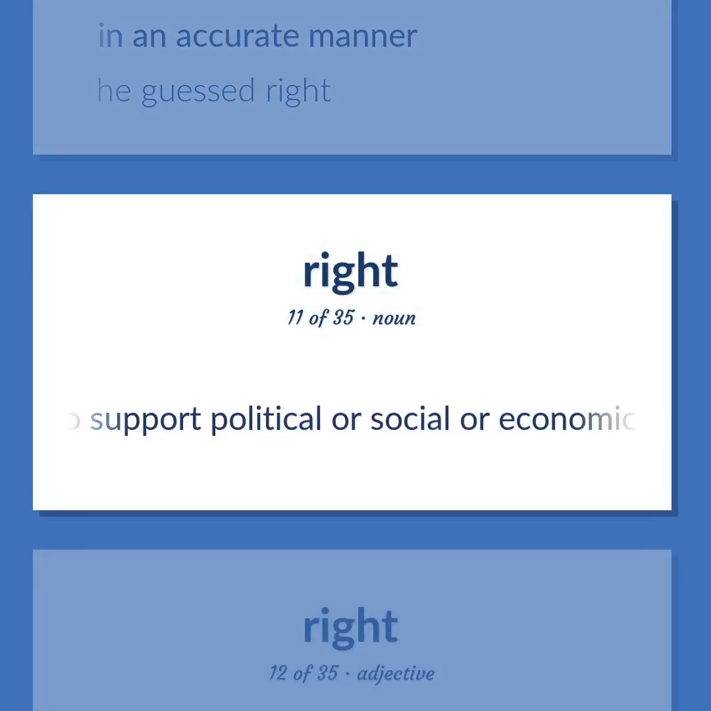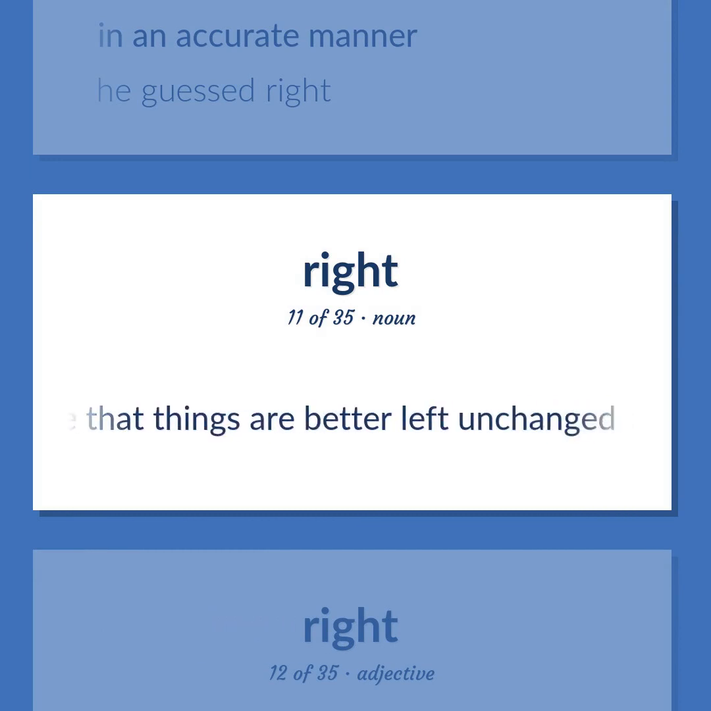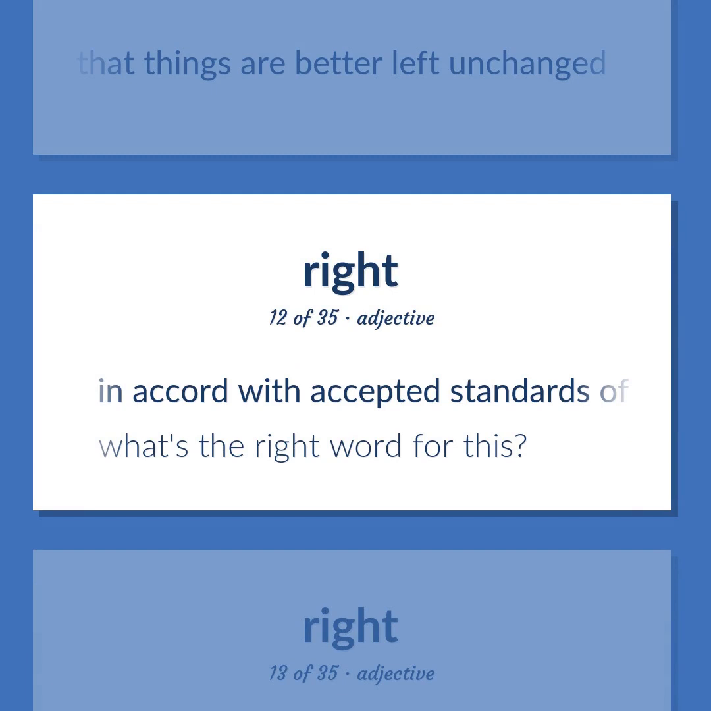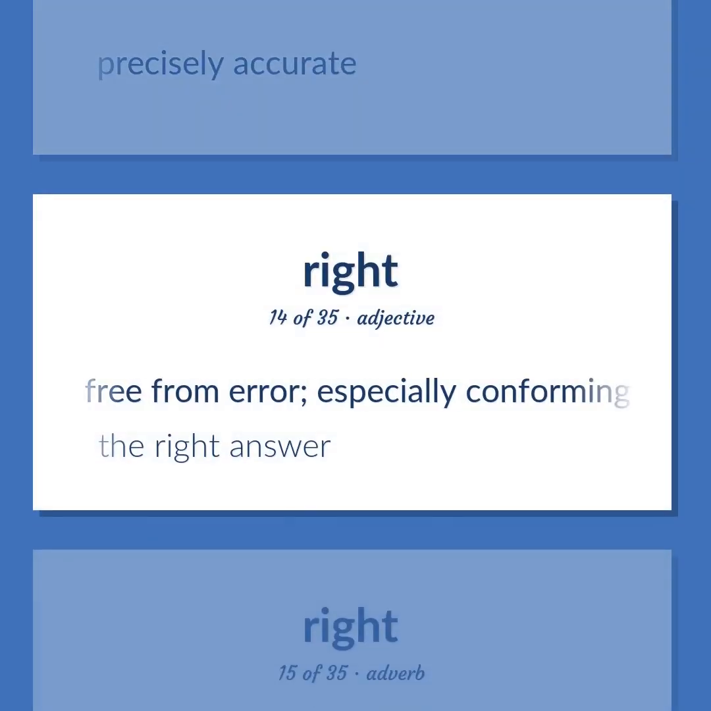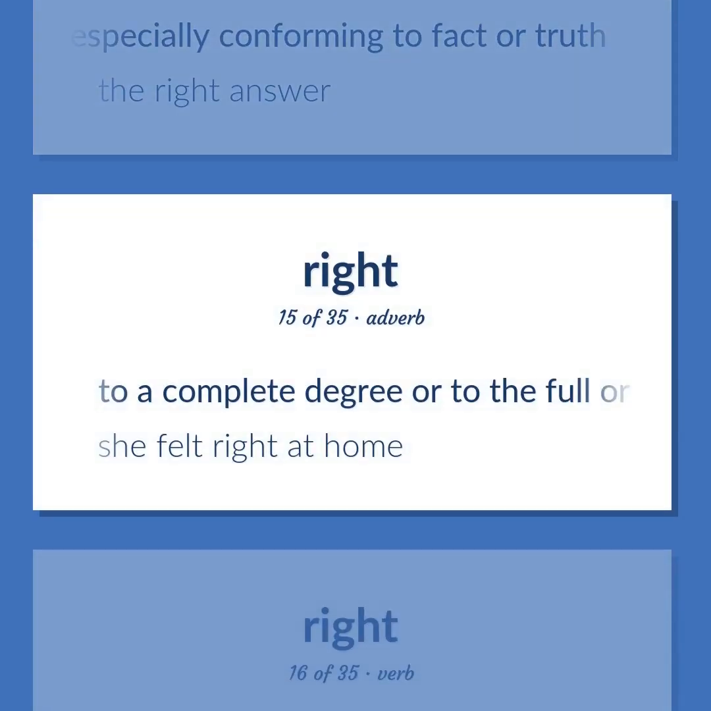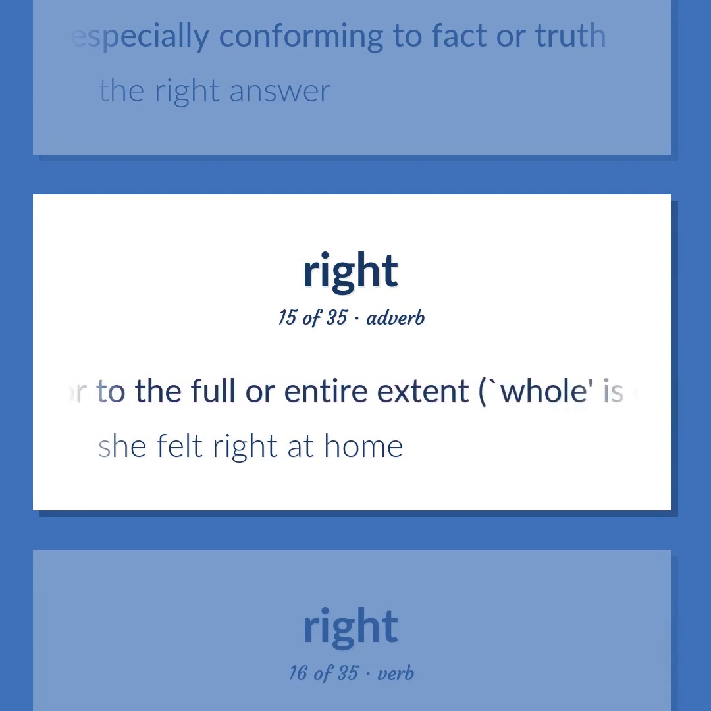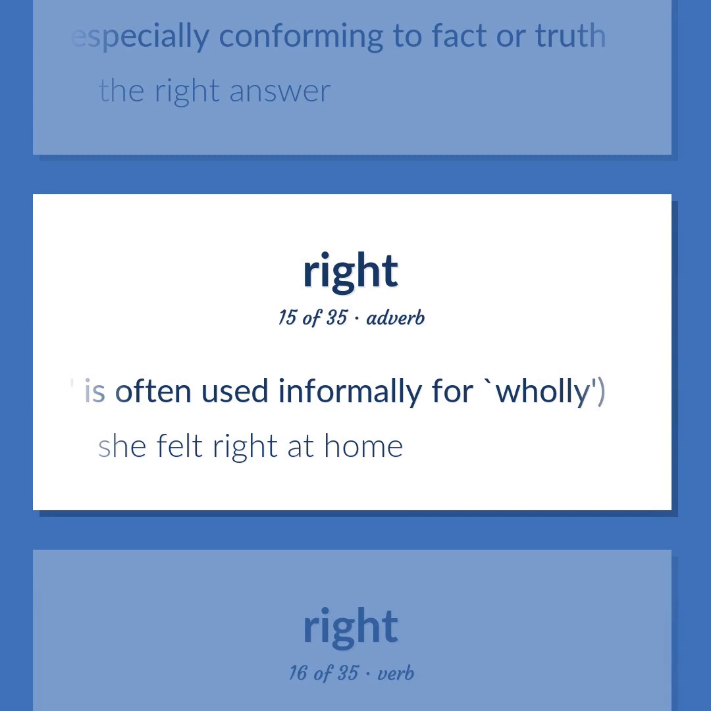Those who support political or social or economic conservatism. Those who believe that things are better left unchanged. In accord with accepted standards of usage or procedure. What's the right word for this? Precisely accurate. Free from error, especially conforming to fact or truth. The right answer. To a complete degree or to the full or entire extent, whole, is often used informally for wholly. She felt right at home.